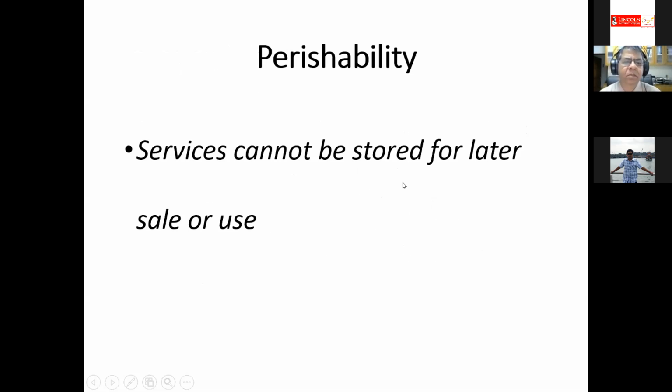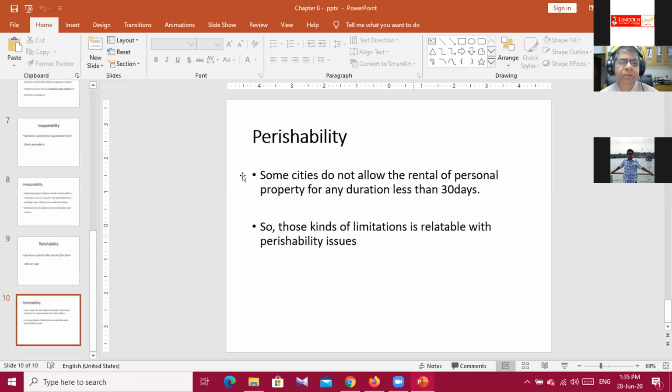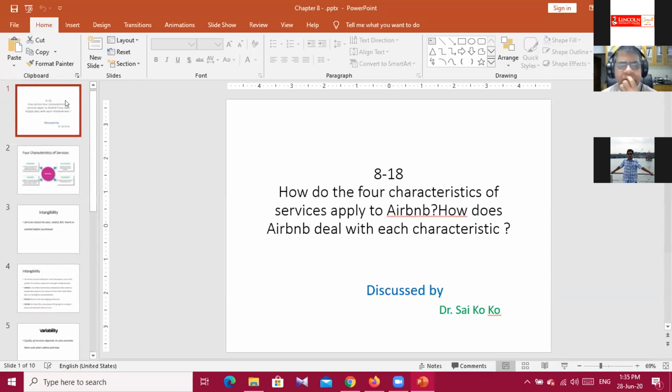Perishability: service cannot be stored for later sales or use. For this point, we can see a match in the Airbnb case, where there is a rule that some cities do not allow the rental of personal property for any duration less than 30 days. This rule links with perishability, so those kinds of limitations are relatable to perishability issues. This is my presentation, and this is how I consider the characteristics of service in the Airbnb case.